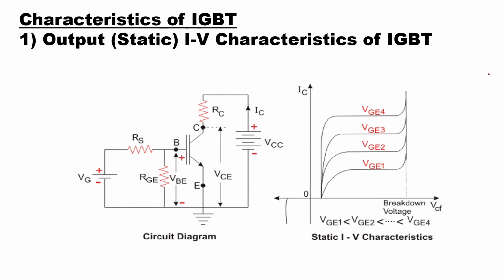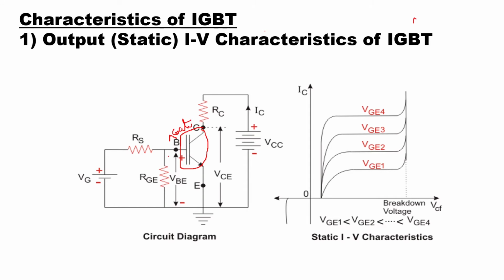The first characteristic we see is the output characteristic of the IGBT, which is the same as the output or drain characteristic of the MOSFET. Here you can see the symbol of the IGBT. This is the collector, this is the emitter, and here you have the gate.